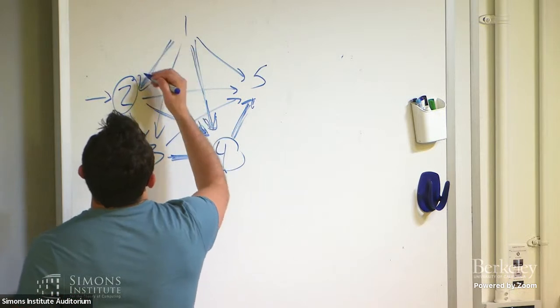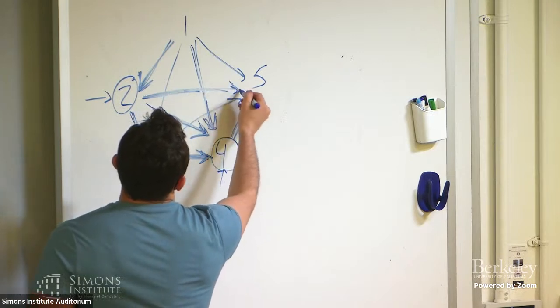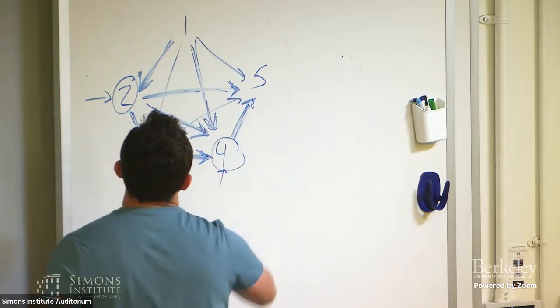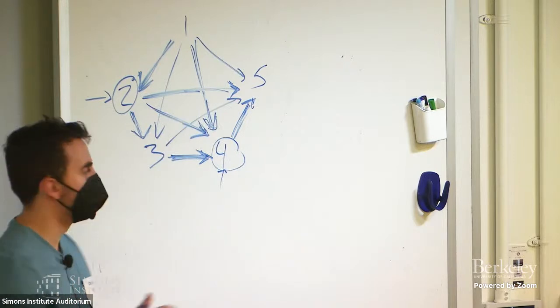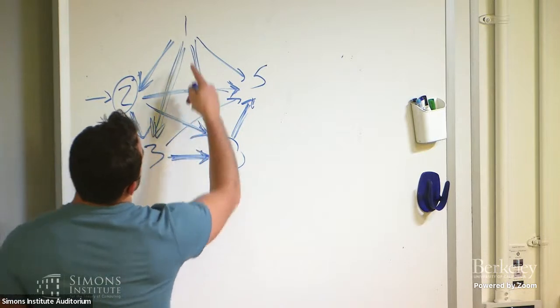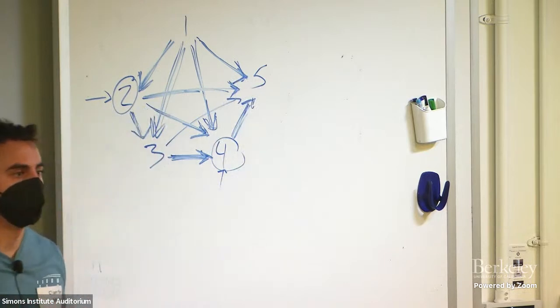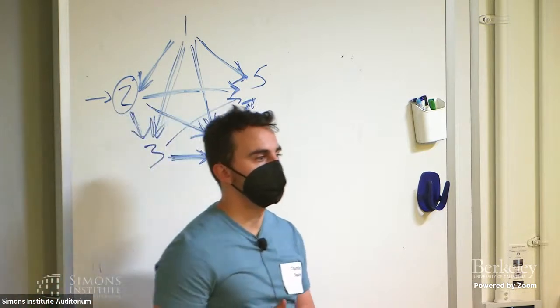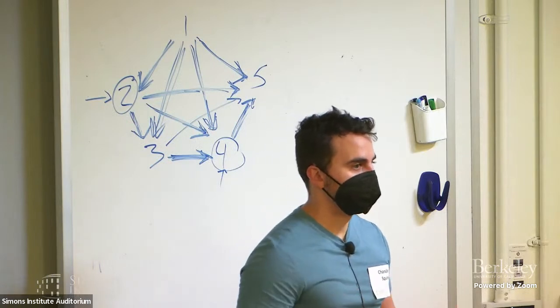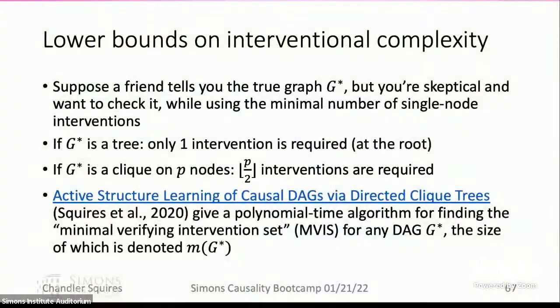And from here, you'd be able to learn all the edges going into 2 and out of 2. And then you'd basically be able to orient these other edges by Meek rules. So you have 2 to 3, you can't go back. And same here, 2 to 5, you can't go back. And that's going to be the minimal number so that you can at least guarantee that you will orient the edge between every pair.